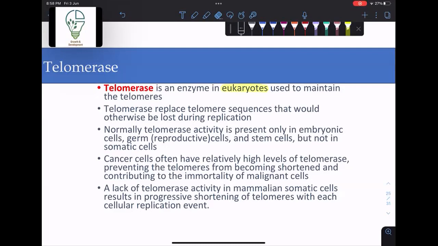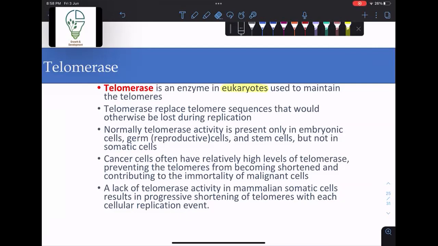Because these are the cells that basically give rise to potentially all the cells in the body, right? That is the function of the stem cells. The stem cells can form potentially into any other cell. The embryonic cell has the potential to form into several other types of cells. So we need these cells to stay alive for as long as possible. And for that, the enzyme called telomerase exists in them.